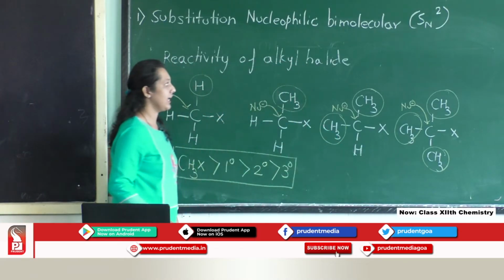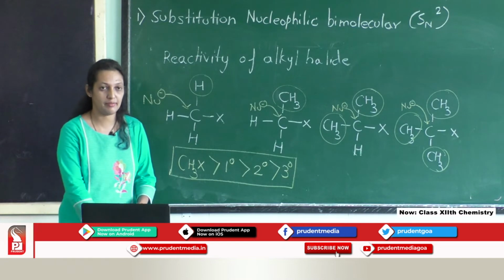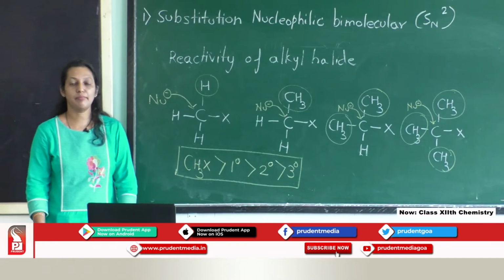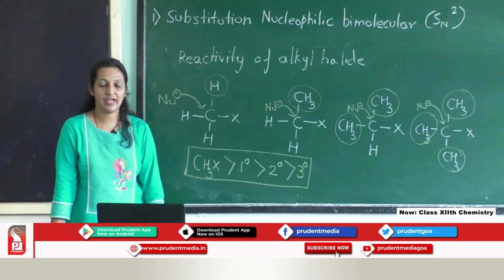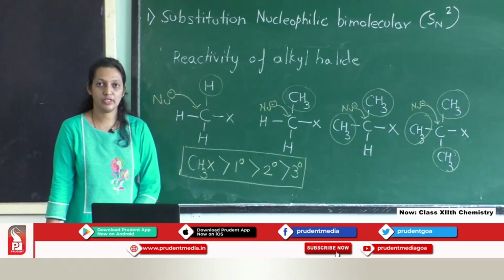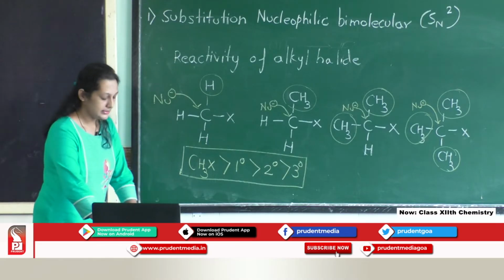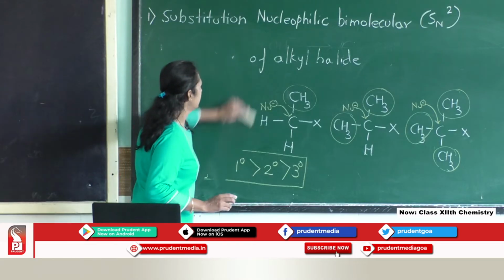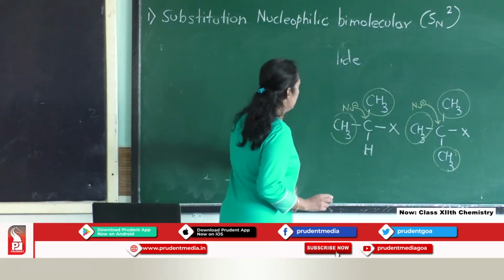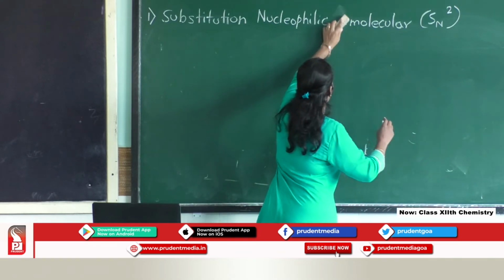So, this is the reactivity of alkyl halide. Now, based on this, the question may come that the compounds will be given, and you have to arrange or identify which one undergoes SN1 or which one undergoes SN2. Okay. Now we are going to see the second reaction, that is substitution nucleophilic unimolecular.